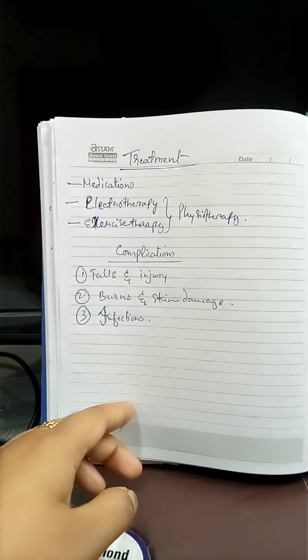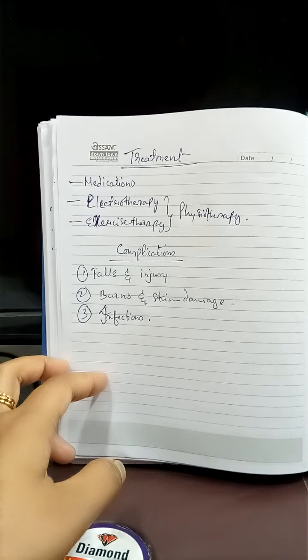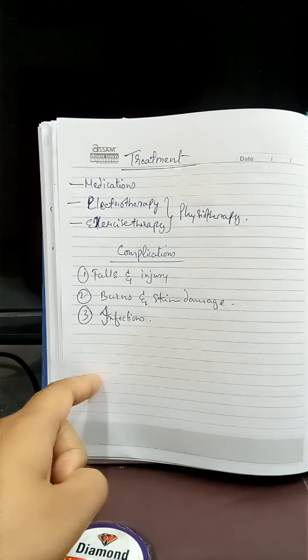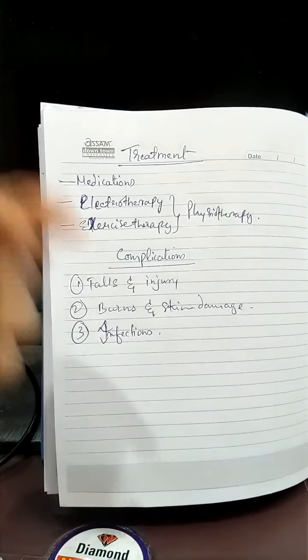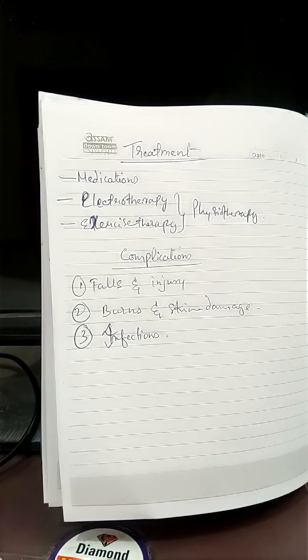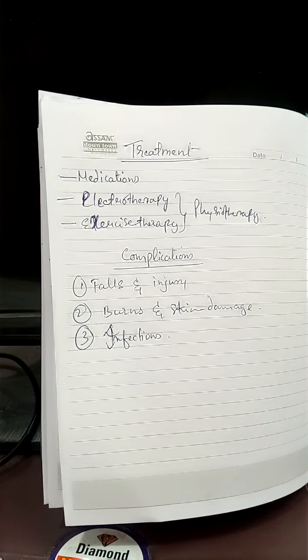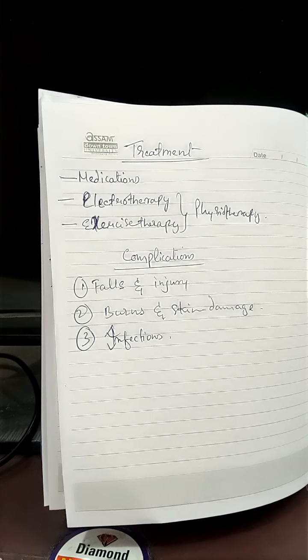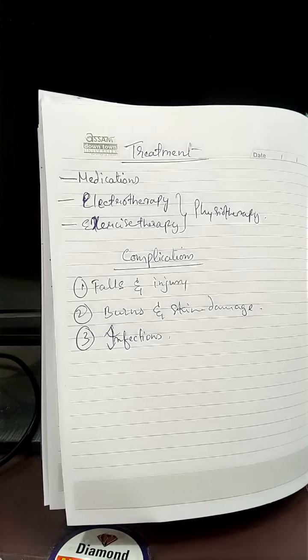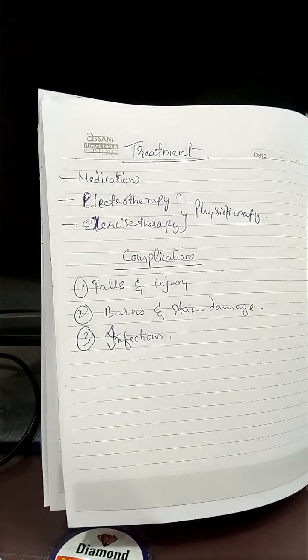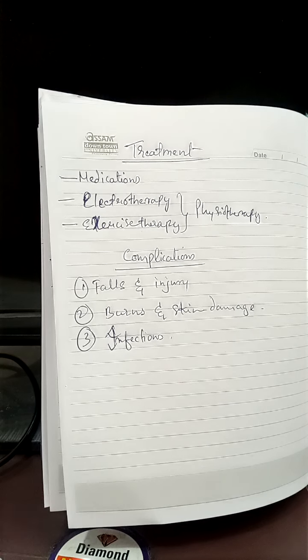Then next is infection. As we already discussed in the causes, viral and bacterial causes are responsible, and also, as we know, the person has lack of sensation or impaired sensation. Due to this, a minor cut or a minor wound may result in a big infection or ulcers. So that's why this is also a complication for a neuropathic patient.